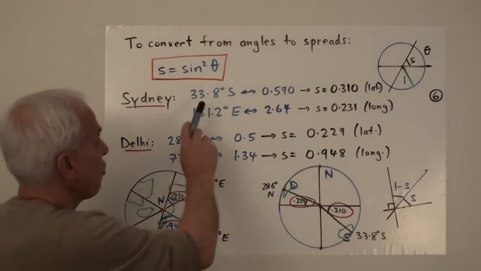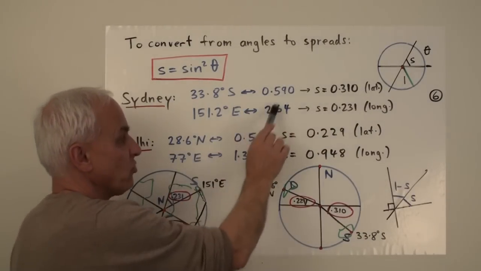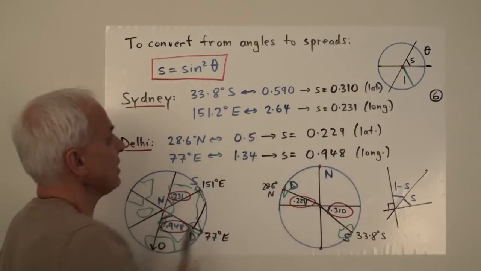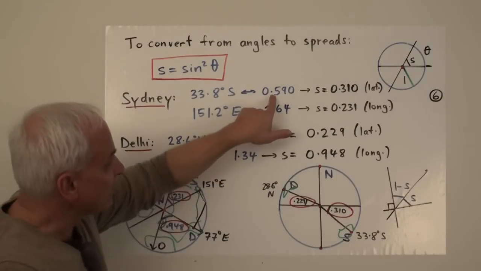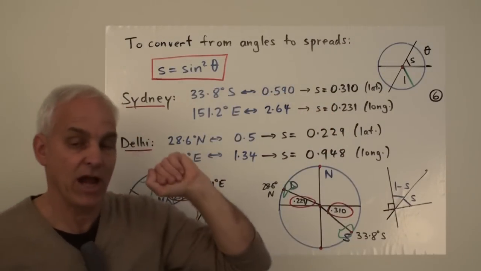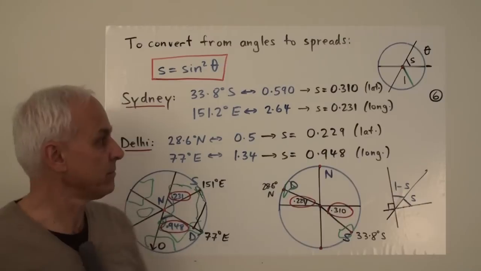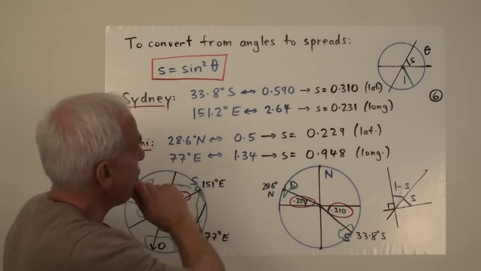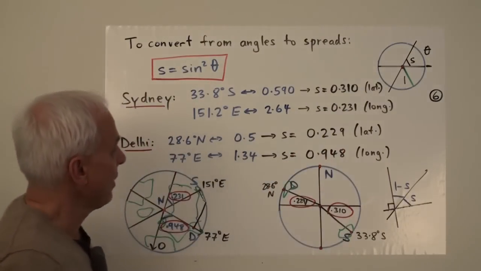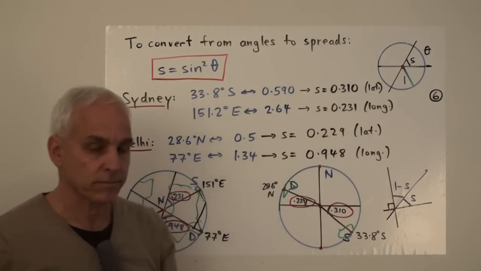So for example, here are the coordinates of Sydney. We'll look at them again. Here are the angle coordinates. First we'll convert them into radians. Okay, so here are the radian values instead of the angle values. And then to get the corresponding spreads, we just take the square of the sine of the angle. We compute the sine of an angle and square that. So 33.8 degrees turns out to be a spread of 0.31. 151 degrees turns out to be a spread of 0.231.